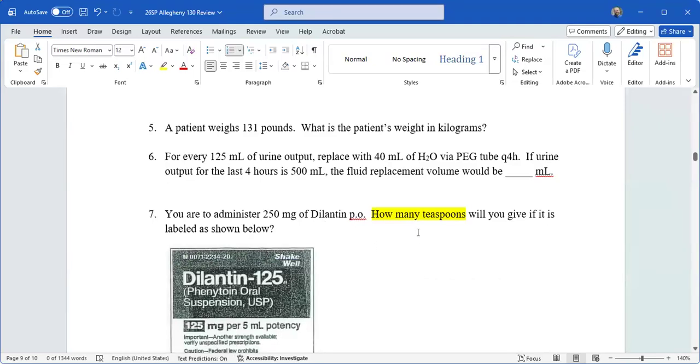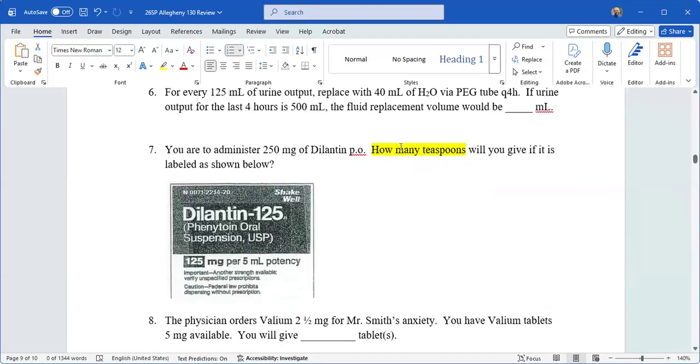Okay. Yeah, so the trick to this is, and I highlighted it here, you're going to see it's going to ask you how many teaspoons. So you need to make sure that you are calculating for the correct thing. Most students miss this question because they give an answer in milliliters. I'm going to show you the concise way to answer this question.